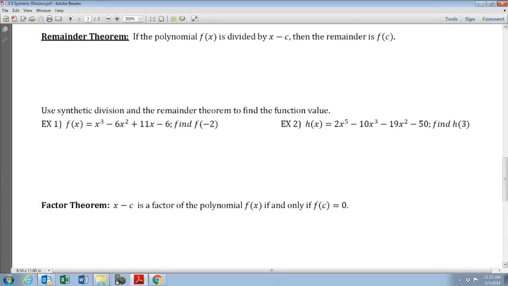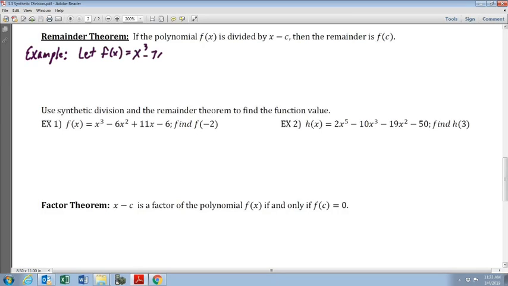Alright, in this second video in which we deal with polynomial division, we'll be talking about the remainder theorem and the factor theorem. So notice the remainder theorem here says if the polynomial f of x is divided by x minus c, then the remainder is f of c. So I'm going to go ahead and illustrate this to you with an example, and you can see that this works, and it works for all polynomials.